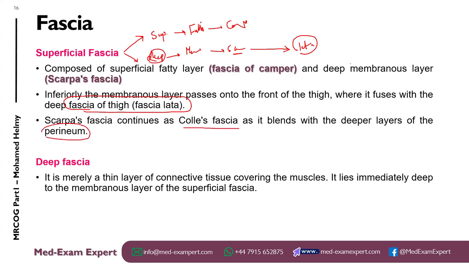perineum. So if this is the abdomen, this is the deep membranous layer or Scarpa's fascia. Regarding the lower limbs, it will continue as fascia lata. And regarding the perineum, it will continue here as what we call the Colles fascia. So if this is the fascia itself, it will continue here as the Colles fascia of the perineum, and here it will continue as the deep fascia of the thigh or fascia lata.